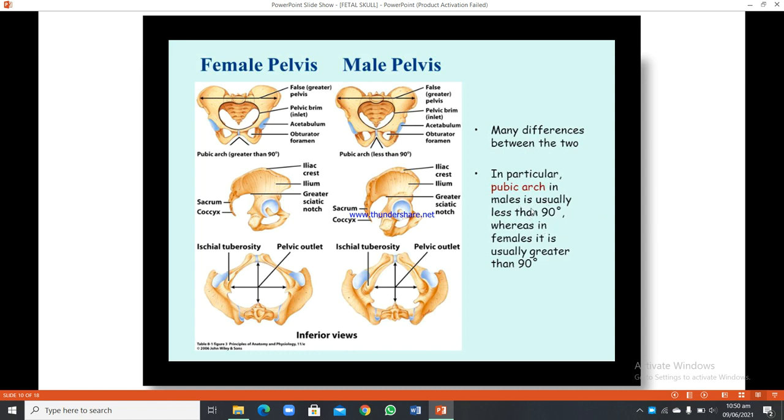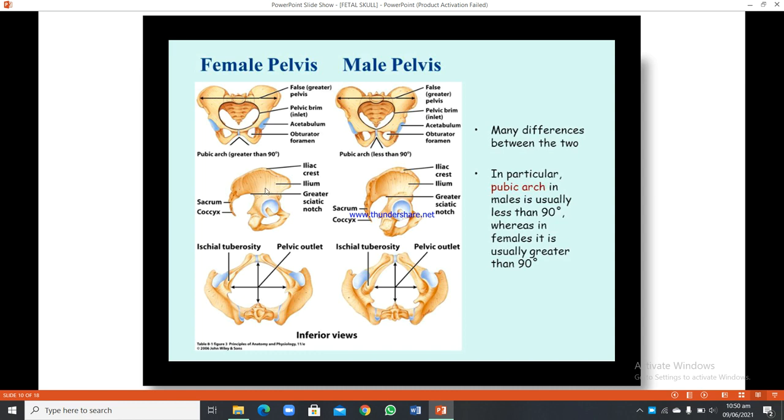In particular, the pubic arch in the male is usually less than 90 degrees, whereas in the female it is greater than 90 degrees. If we see this pubic arch, this is greater than 90 degrees, and here it is less than 90 degrees. It is the male pelvis. Here the fetal skull has to pass through.